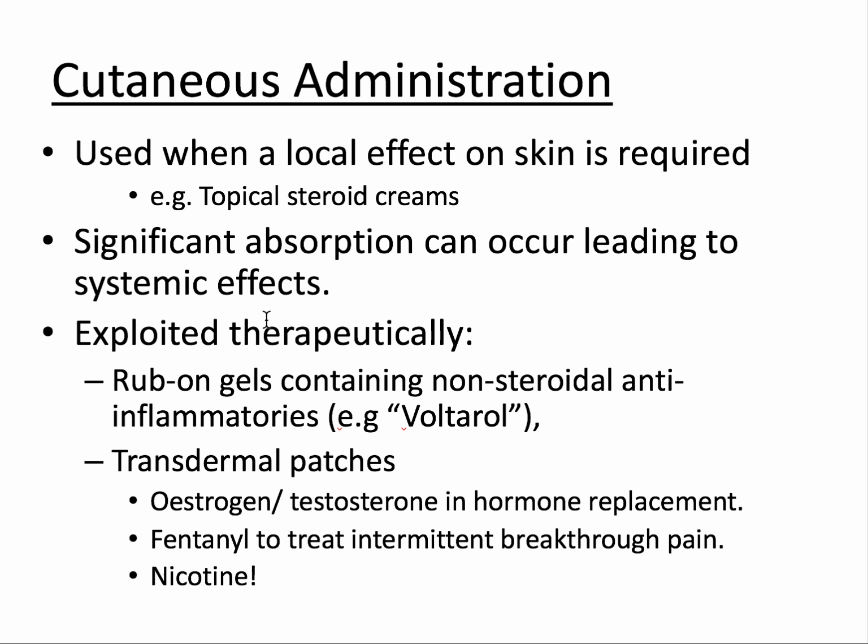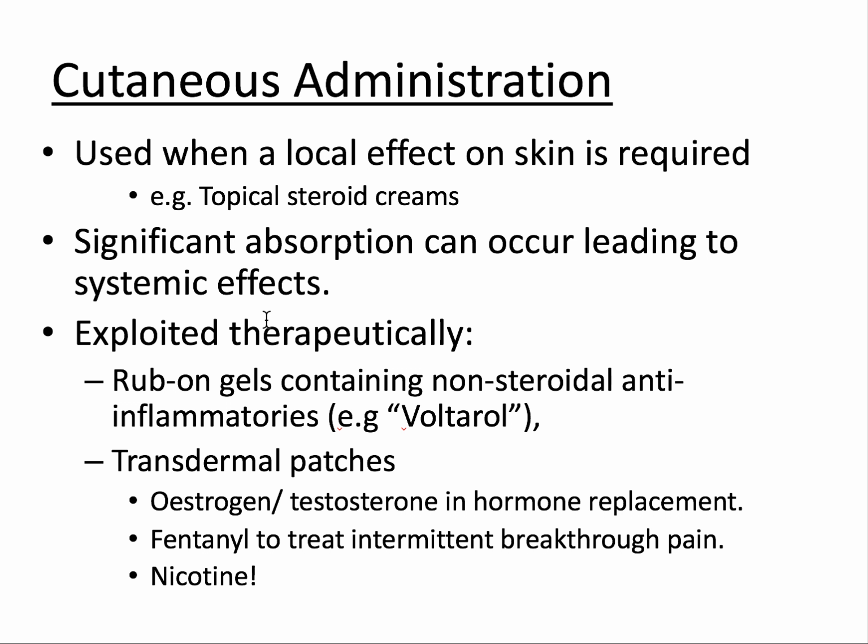Now, cutaneous administration usually includes topical steroid creams, so you can have antifungal creams, antibacterial creams. Significant absorption can occur, leading to systemic effects. The main one, when your parents get old, people complain with back pain and stuff. This is usually rub-on gels like Voltarol, the main one you've probably seen advertised in your local pharmacy or on the internet. This is an anti-inflammatory, non-steroidal, NSAID. It contains the molecule called diclofenac, which is a pain reliever.